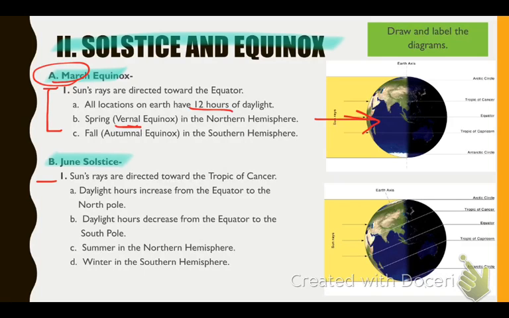So then we have the June solstice. Sun's rays are directed toward the Tropic of Cancer. So right about there. Daylight hours decrease from the equator to the South Pole. So from the equator to the South Pole, daylight decreases.